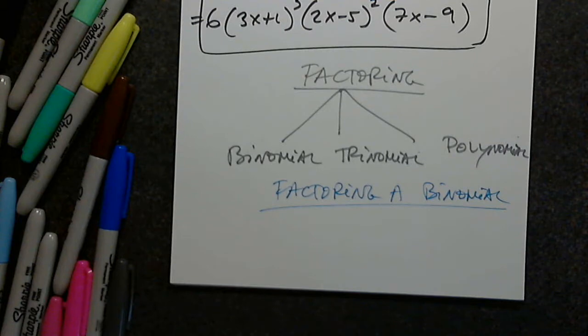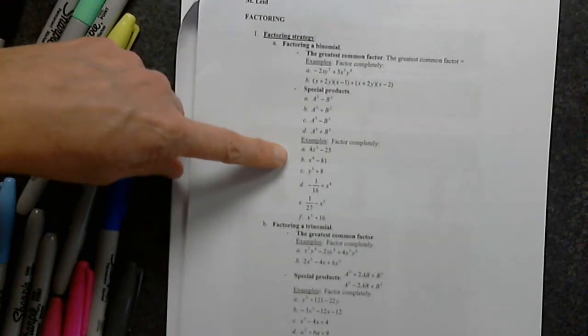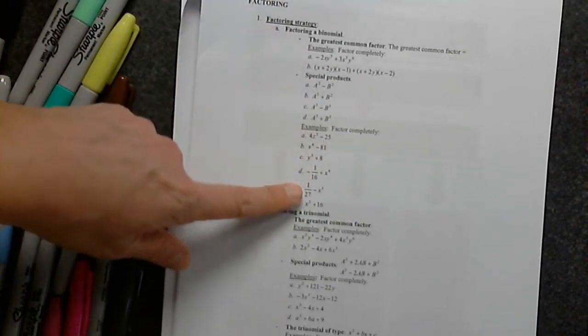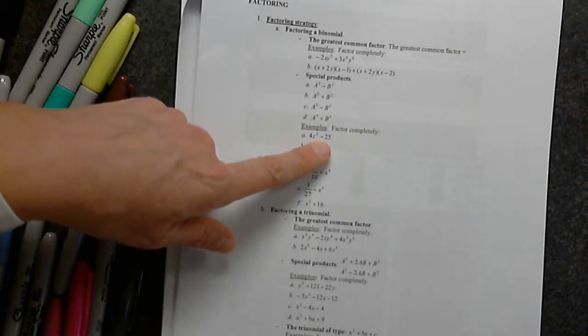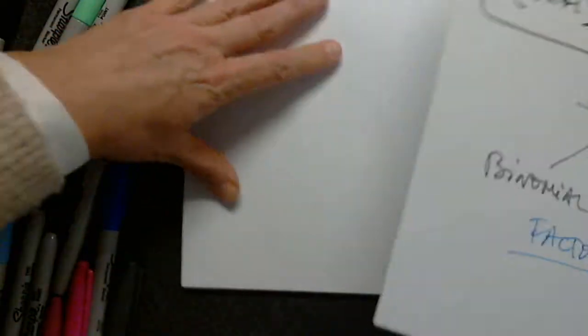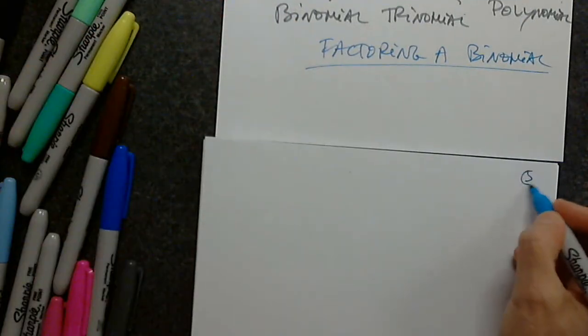So I'm going to choose a binomial, or you choose any binomial you want. I would like to start, let's say, with this one. And then you can choose the next. I have some examples in here. So 4x squared minus 25. Maybe before I do that, maybe I should write these steps one more time for you. Let's write the steps one more time.